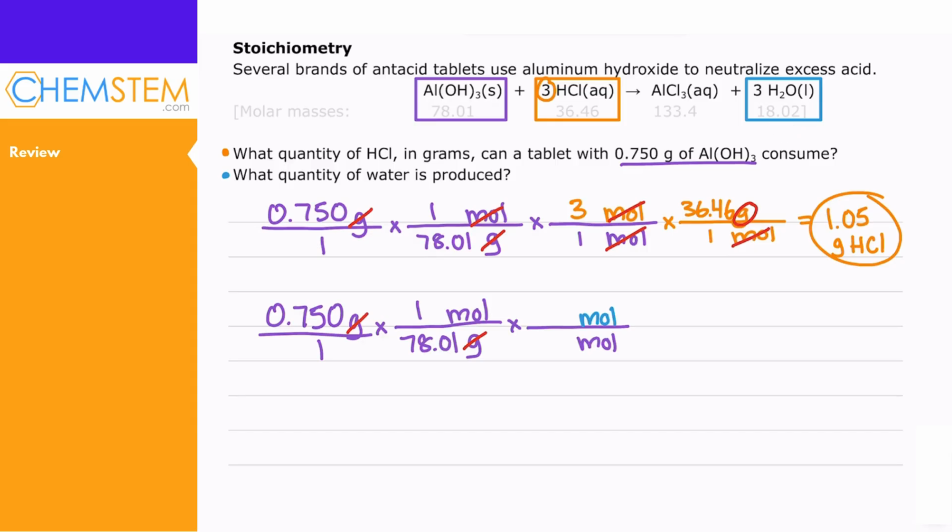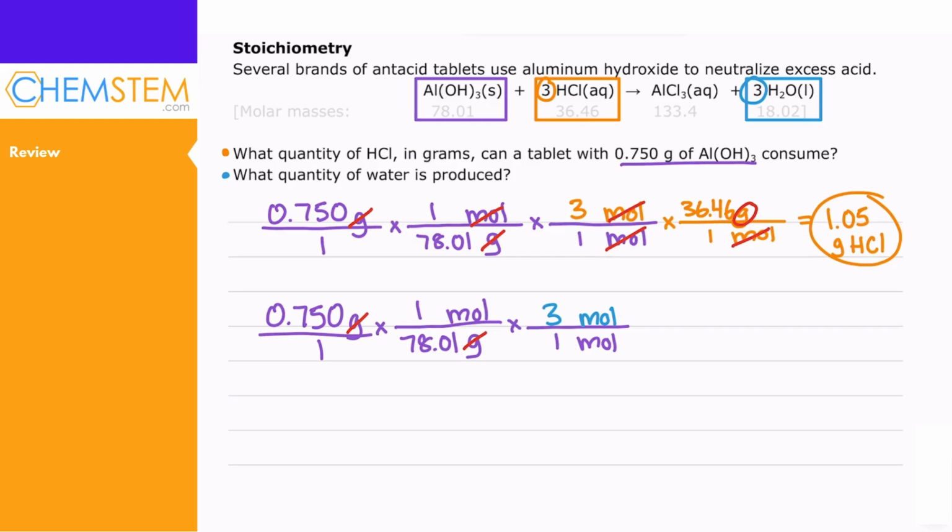So now we need a mole-to-mole ratio, not of aluminum hydroxide and hydrochloric acid, but of aluminum hydroxide and water. So we're still going to have the same 1 for the denominator because we're still talking about the molar coefficient for aluminum hydroxide down there. However, now we want the molar coefficient for water, which just happens to also be 3, just like it was for hydrochloric acid.